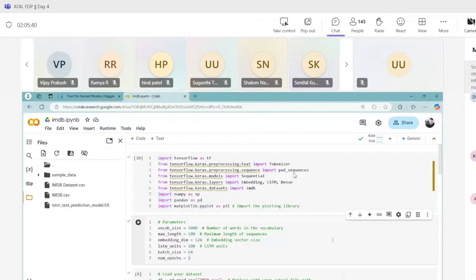So I would like to end up the session here. If you have any doubts, you can ask me over here with respect to this particular topic or any other, like machine learning, whatever it is. I'm ready to answer.